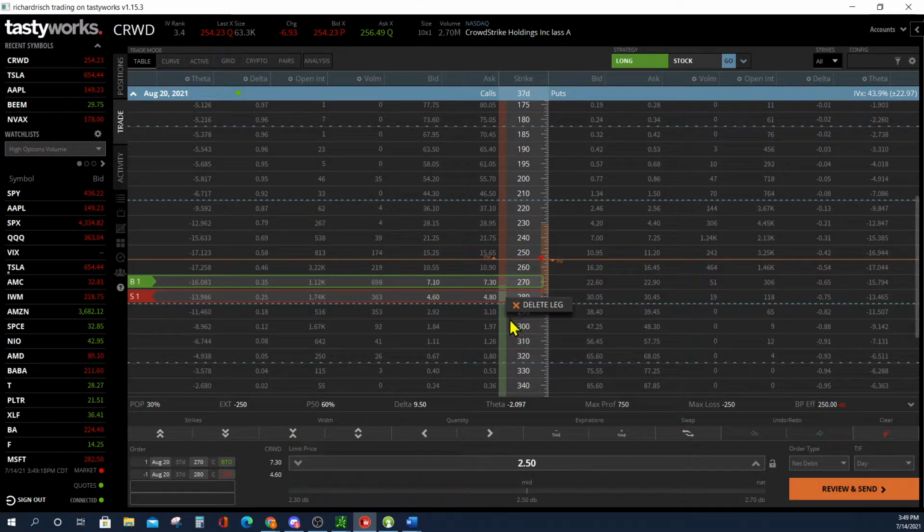Let me get rid of this leg here. You have this one opening. At the end of the day, you're going to hedge it. So you sell a 280, sell to open. And now you've got this open, and that gives you a hedge so that you're only 10 deltas at risk overnight. And then in the morning, it closes, right? And you're running naked on the 270.